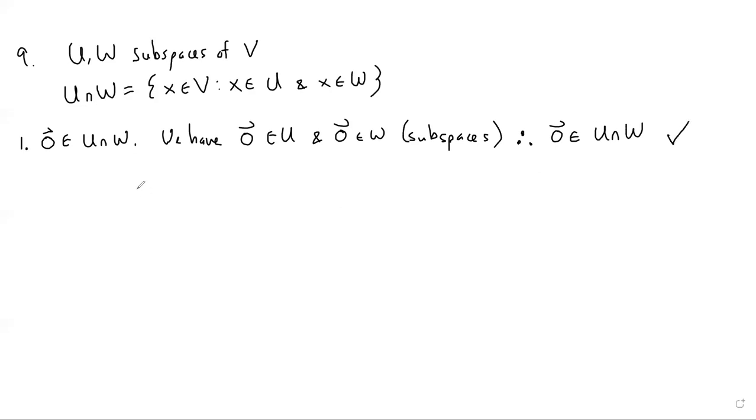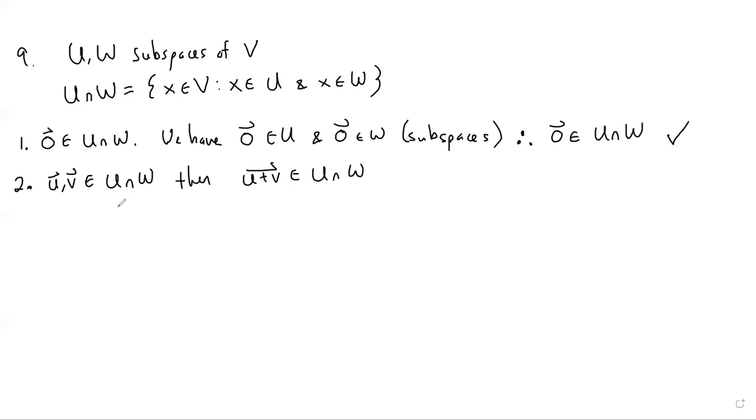So this one's good. And the second property, we want to show that it's closed under addition, so that if U and V are in U intersect W, then U plus V is also in U intersect W.